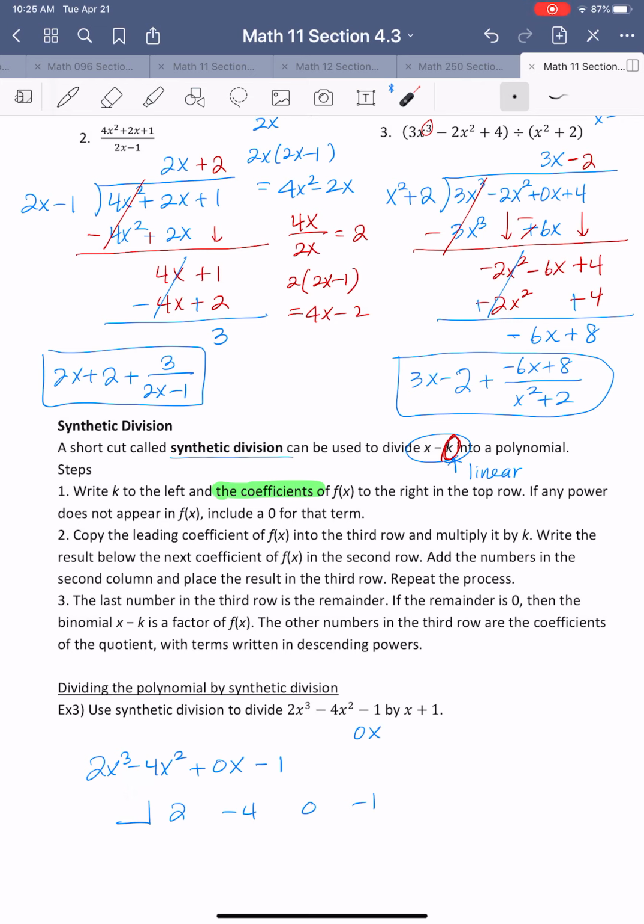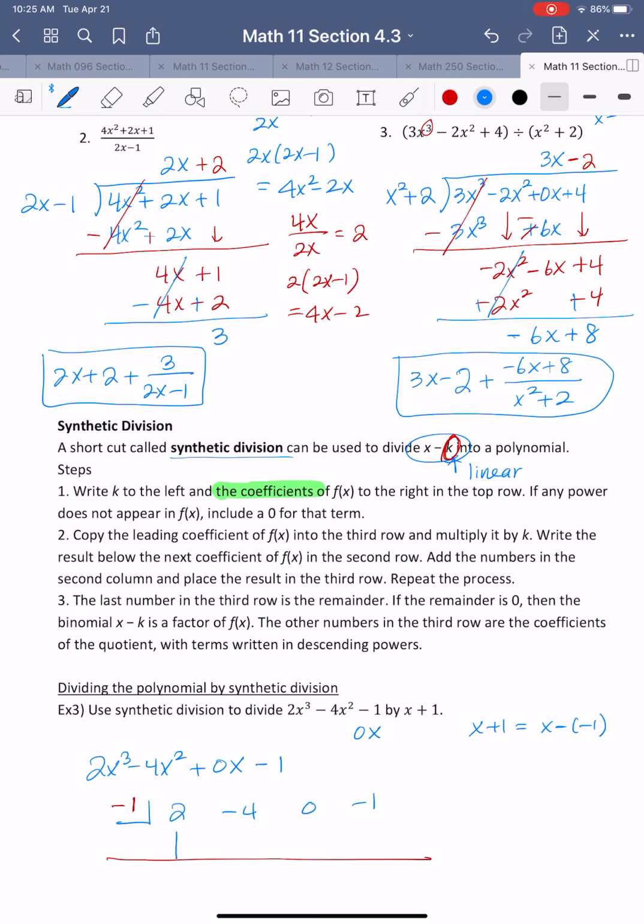It's from here. But you need to know that x plus 1 is the same as x minus of -1, right? Because k always comes with a negative, okay? So your k this time is -1. And then I need to put the bar, leaving some space that we're going to fill in, okay?